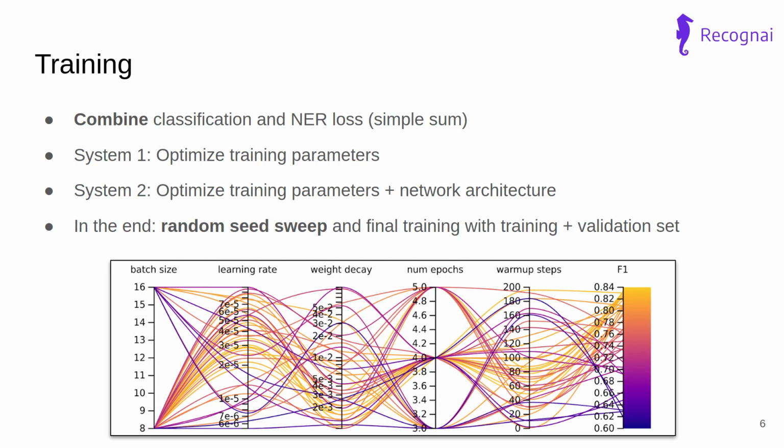In the training process, we focused on the optimization of the training parameters and also the hyperparameters and network architecture in case of System 2. While the optimization of the network weights used a combined loss of both subtasks, for the optimization of the training and hyperparameters, we maximized the F1 metric directly. For System 1, we only optimized the training parameters like batch size and learning rate. For System 2, we also optimized hyperparameters of the architecture.